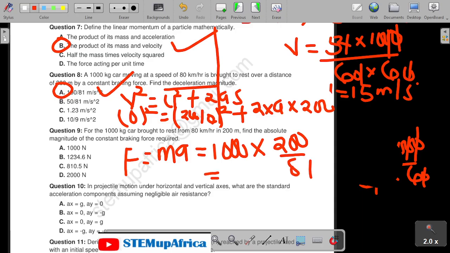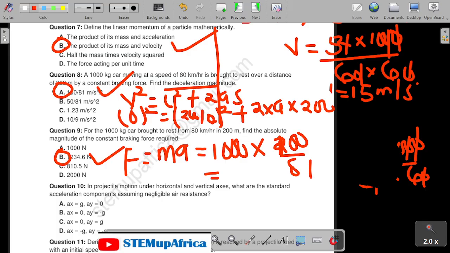So 1,000 times 200 divided by 81. Wait, I need to get back the acceleration of 100 over 81. So acceleration is 100 over 81, not 200. So I'm having 1,000 times 100 divided by 81, and we're having 1234.56, approximately.